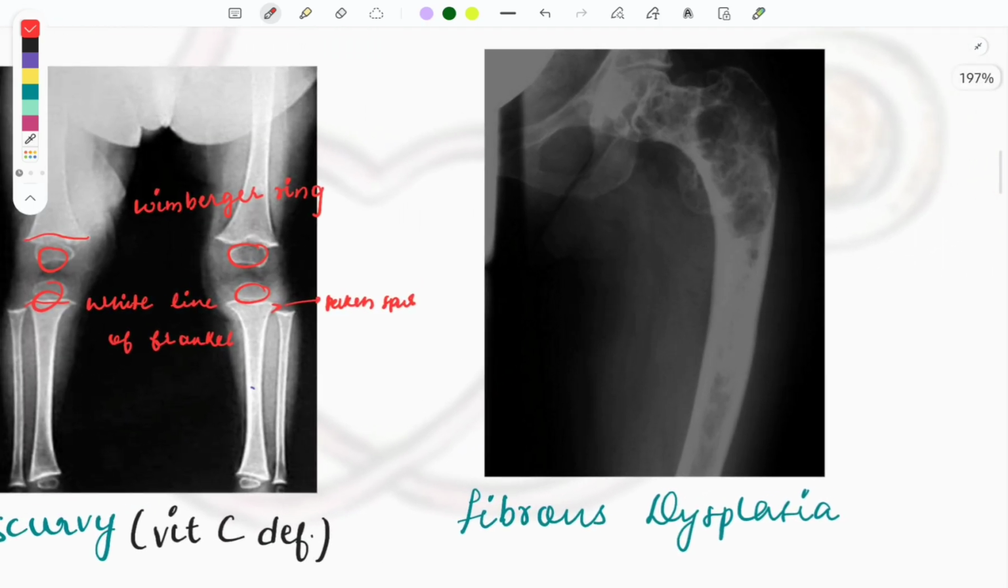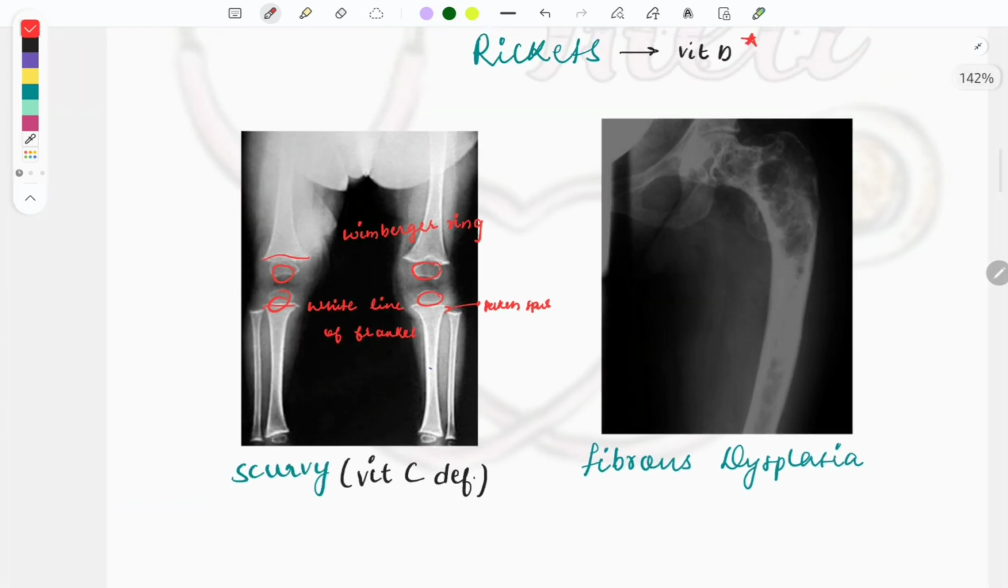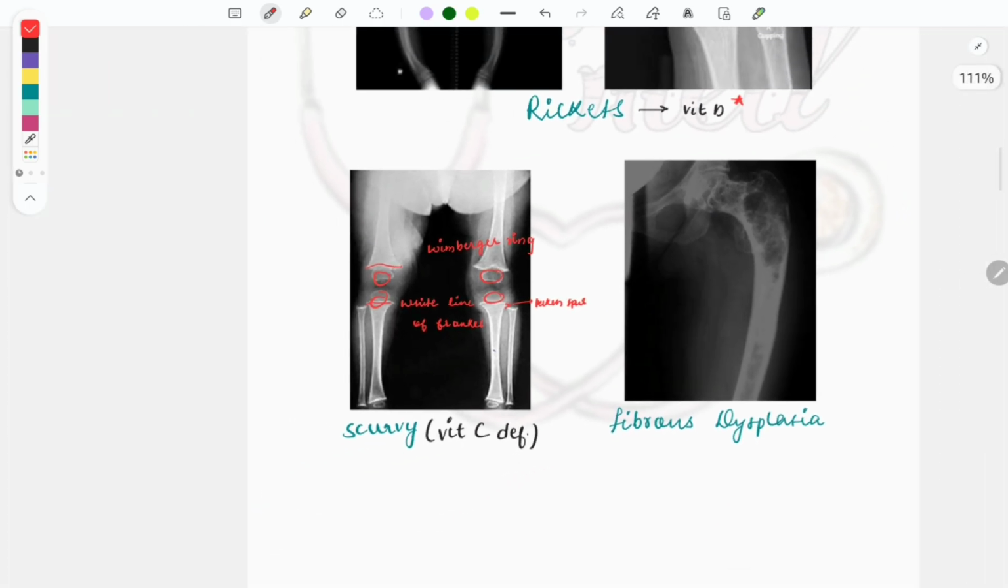Then this is fibrous dysplasia. You can see here that the bone shape is somewhat deformed. So these are the findings seen with fibrous dysplasia.